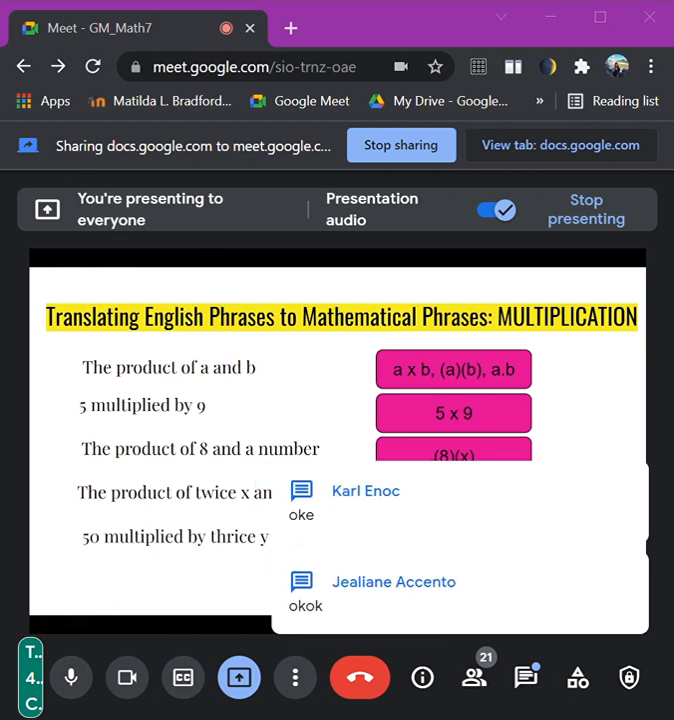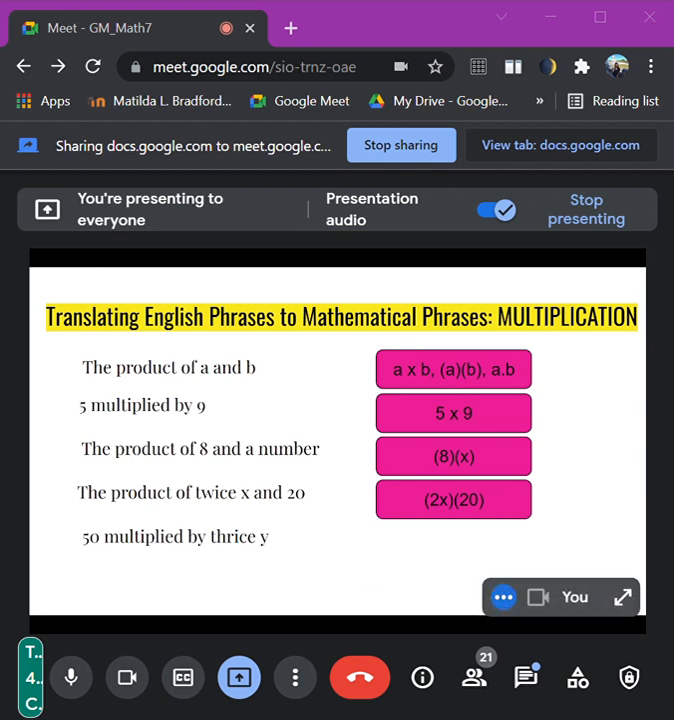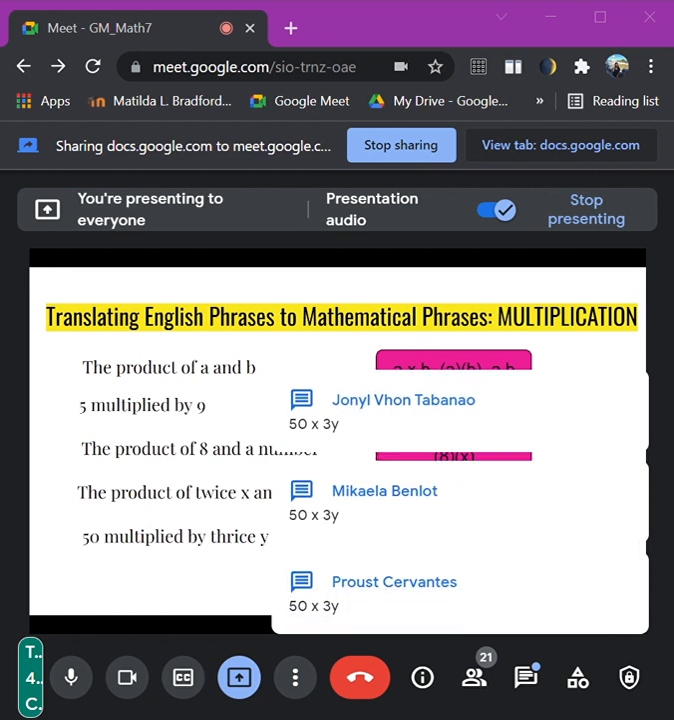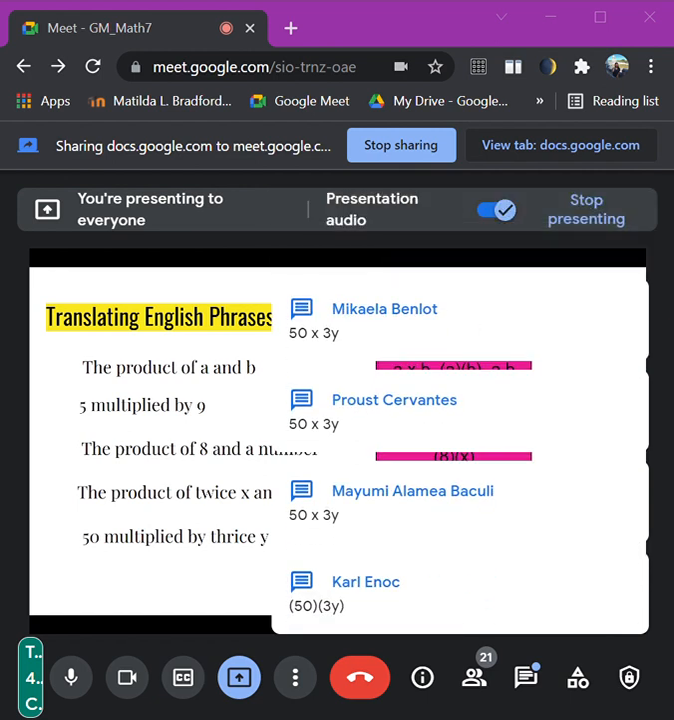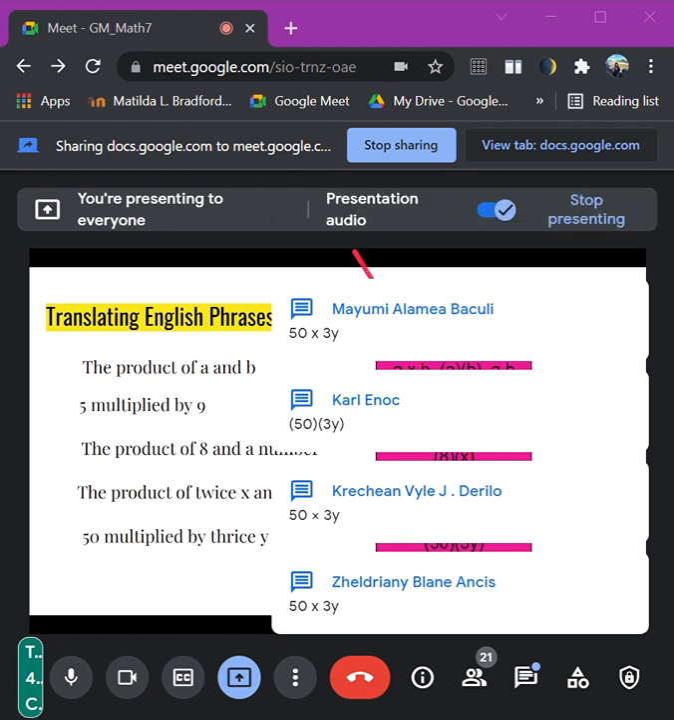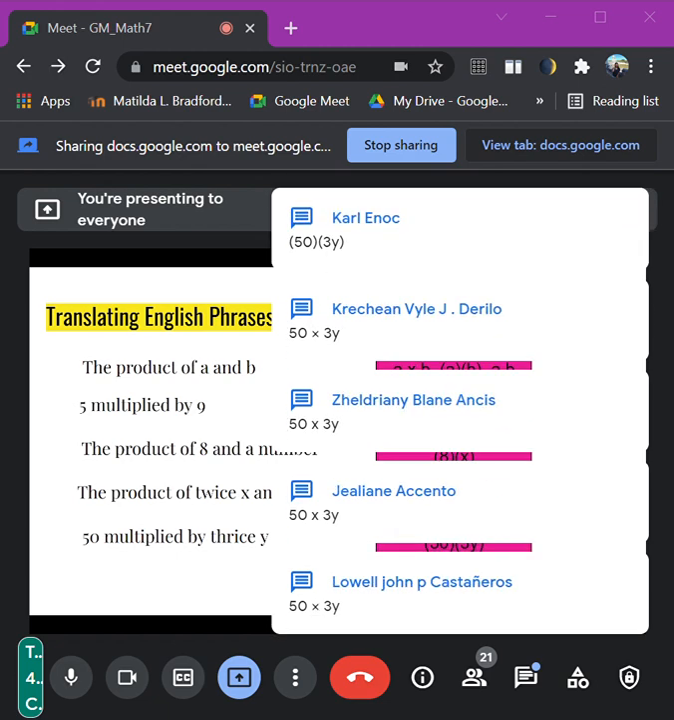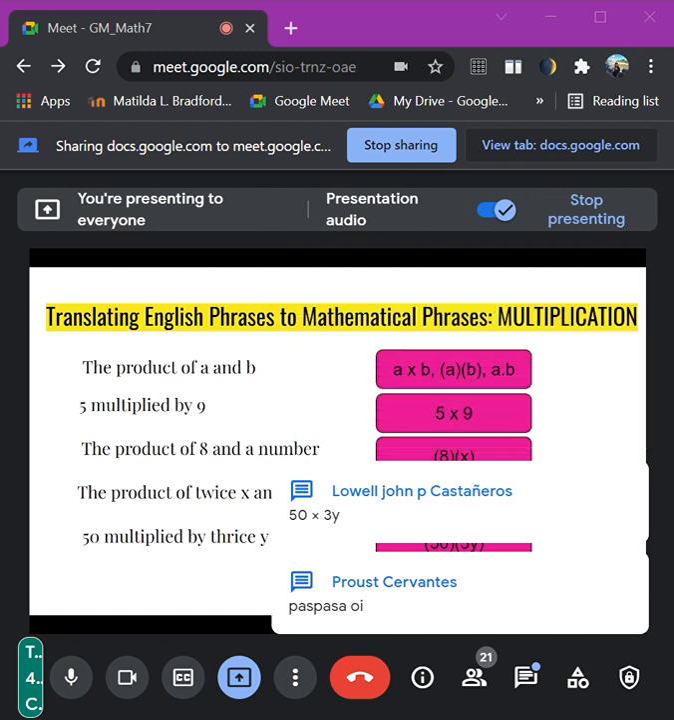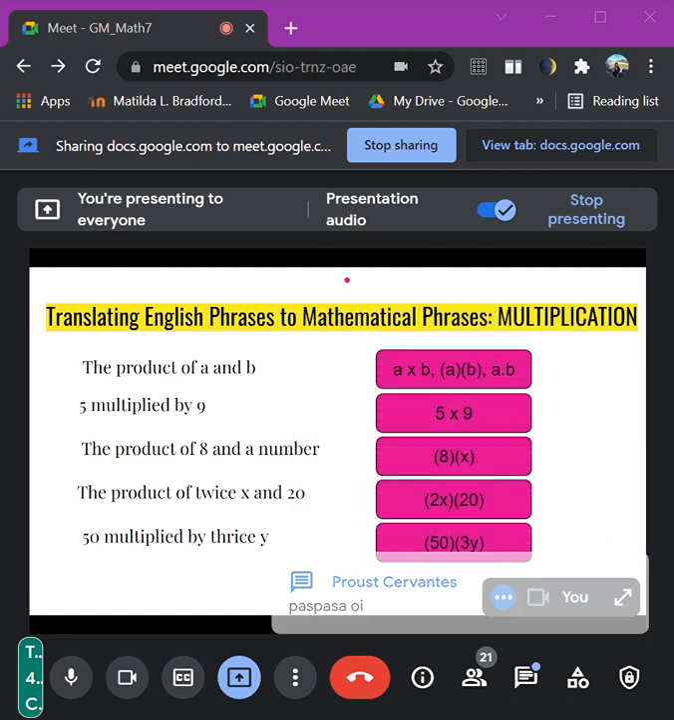Now down to the last, 50 multiplied by thrice y. That is 50 times 3y. Okay, good job. That was quick, right?